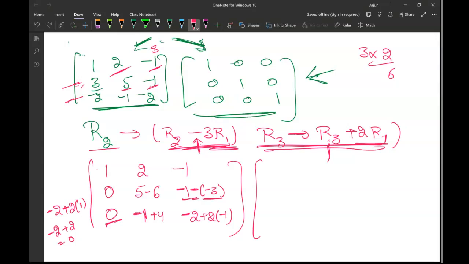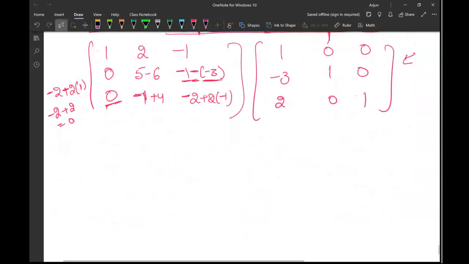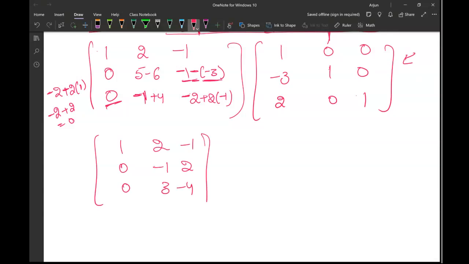Then the same operation I must apply on the second matrix also: 1 0 0, this will be minus 3, 1, 0, and this will be 2 0 1. Just applying the same two operations on R2 and R3. And I'm going to compile the results from here. This will be 1 2 minus 1, 0 minus 1 2, and 0 3 minus 4, and then here 1 0 0, minus 3 1 0, 2 0 1.